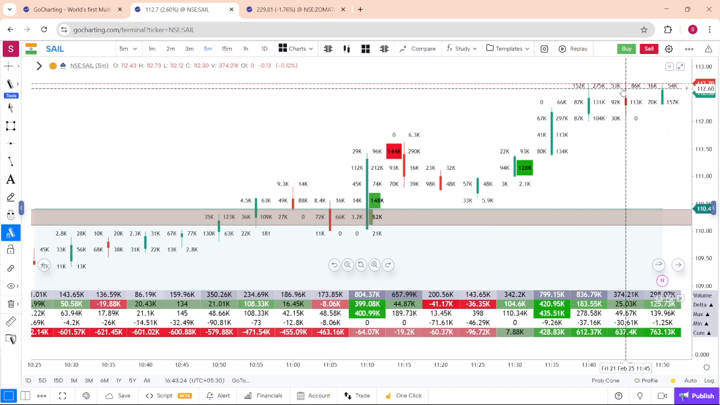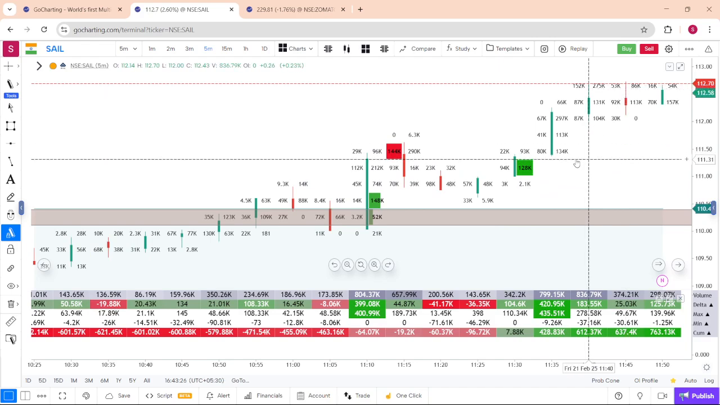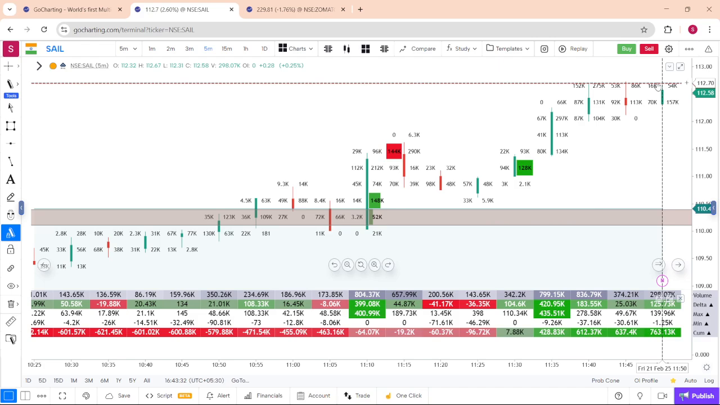See, it has gone up. Our maximum entry price is 111.30, and we got 112.70. That is 1 rupee 40 paise, almost more than 1%, no? 1.25% is there.